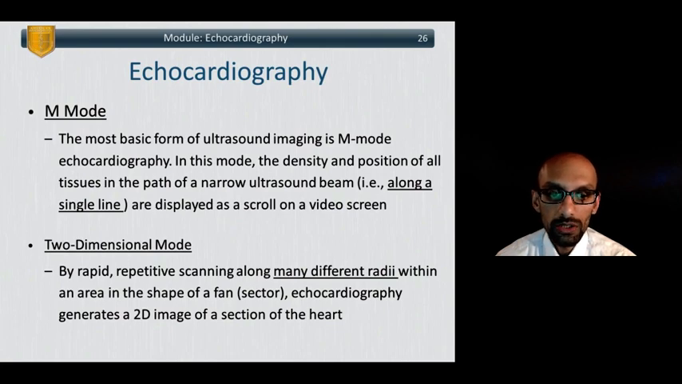Two-dimensional or 2D mode ultrasound is what you're more commonly used to, with rapid repetitive scanning along many different radii within an area. The shape of a fan or sector can be imaged. Echocardiography generates a 2D image of any section of the heart or any anatomical cross-section that you'd like. Okay, and this is what you're most commonly used to.